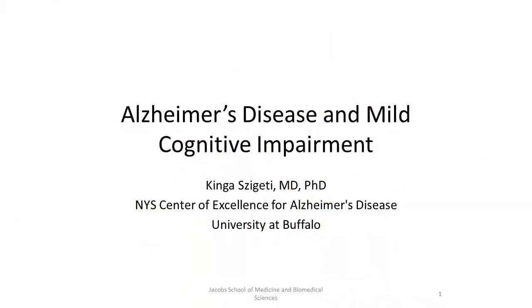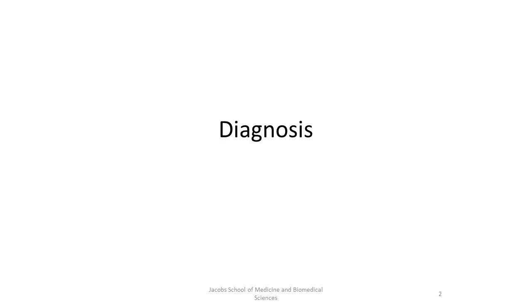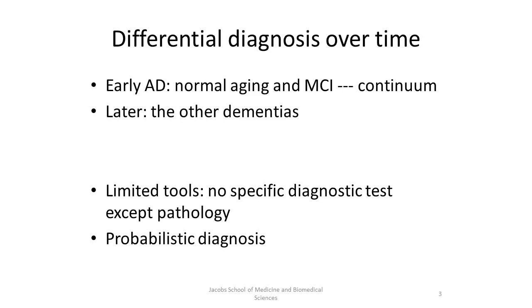So today we will be talking about Alzheimer's disease and mild cognitive impairment, and the first session is about how we make the diagnosis. The differential diagnosis of dementia changes over time. In the very early stages of Alzheimer's disease, we have to differentiate it from normal aging and mild cognitive impairment, which appears to be a neuropsychological continuum. Later in the course of the disease, we have to differentiate Alzheimer's disease from the various other types of dementias, as in moderate stages, a lot of these dementias will look very similar, a globally impaired individual needing a lot of care.